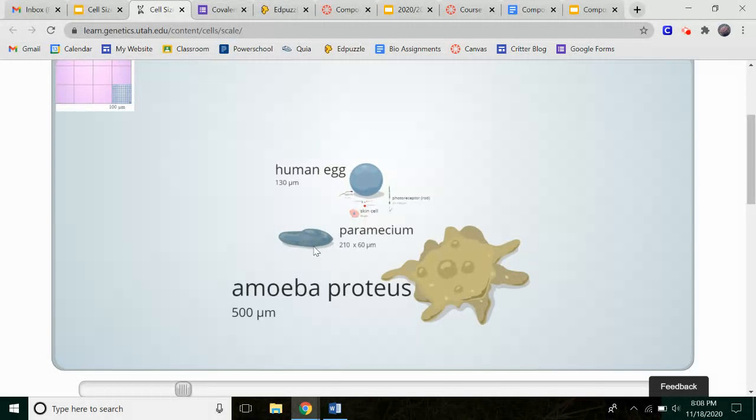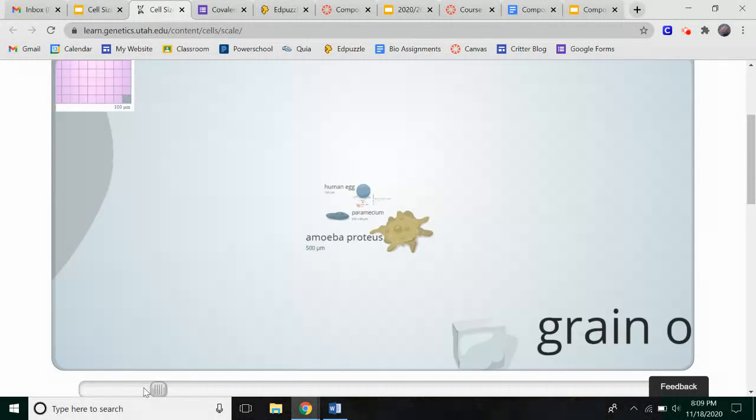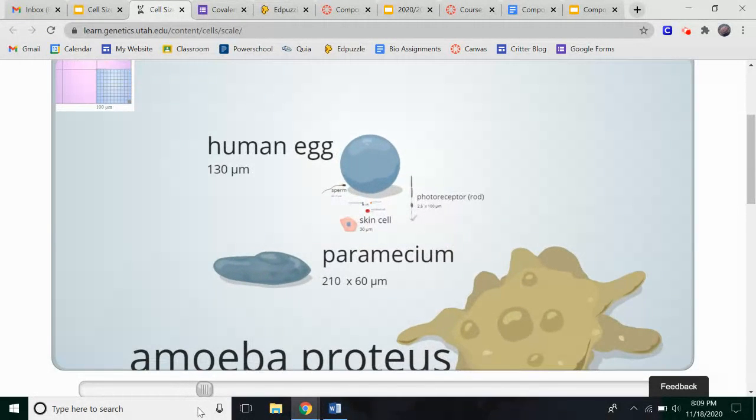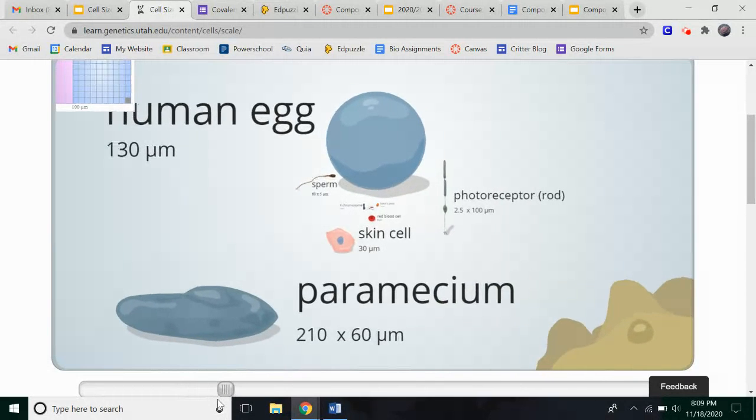And from there, you can see a paramecium. That's also a protist, which is part of the eukaryotic complex cells, but it's in the protist kingdom. And then here you can start to see the largest human cell, which is a human egg cell. So let's backtrack a little bit. A grain of salt is very big compared to a human egg cell. And like I said, human eggs are the largest human cell.